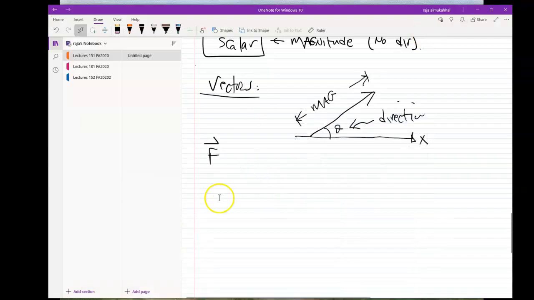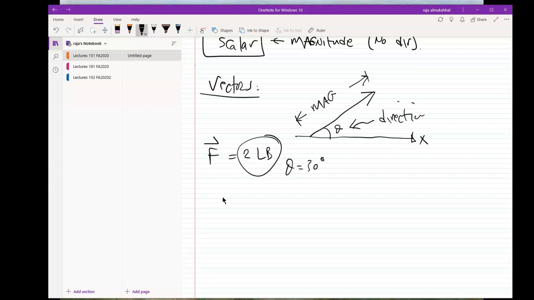Okay. So if I have a vector F, anyway, we symbolize the vector with a letter, A, B, C, D, F, whatever letter you want, with an arrow on top of it. And of course, the magnitude of the vector, which means how long it is. Let's assume that this vector is, let's say, 2 pounds. That's the magnitude of it, right? And the direction, let's say the angle is 30 degrees.